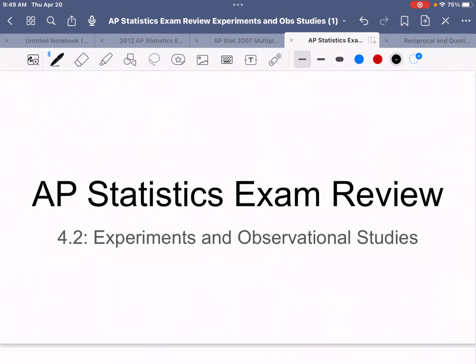Last of the Chapter 4 exam review. Please remember that usually in the 6 free response questions, there's usually at least one question about experiments and observational studies, particularly how to design an experiment or some part of it.